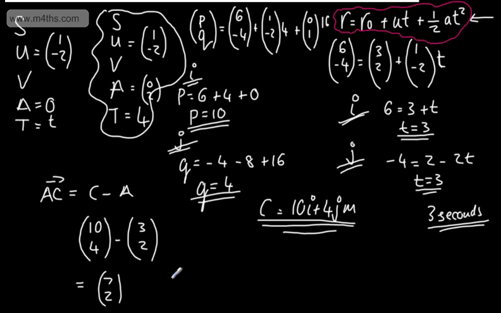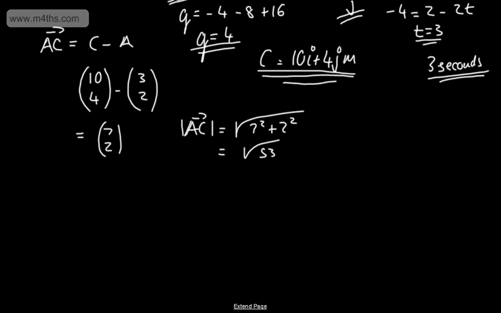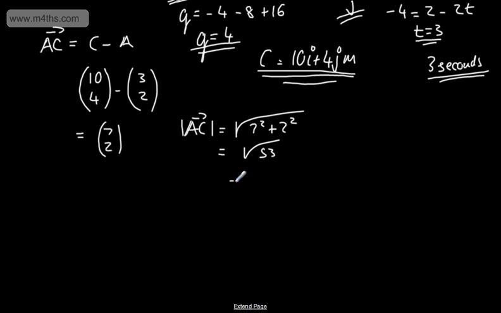And all we need to do is say that the modulus of AC is going to be 7 squared plus 2 squared. This is simple Pythagoras, as we've seen time and time again. So that's 49 plus 4, which is root 53, which should give me about 7.3, I guess. So let's have a look at that. On the calculator, the square root of 53, what have we got? 7.28. So this is going to be 7.28 meters.